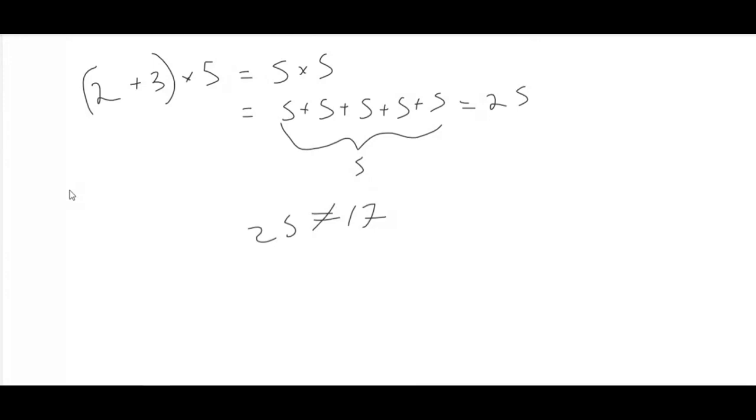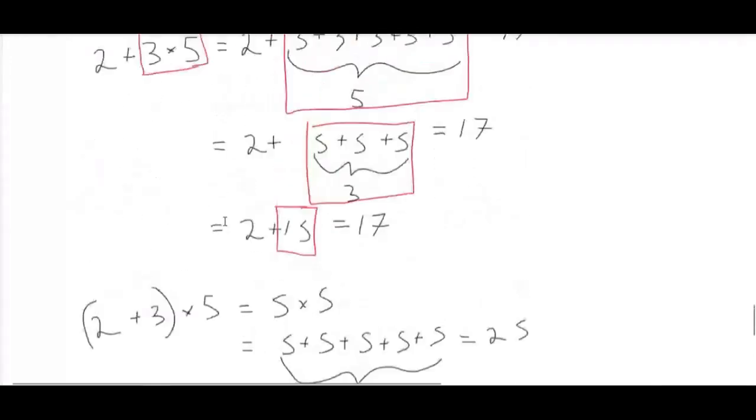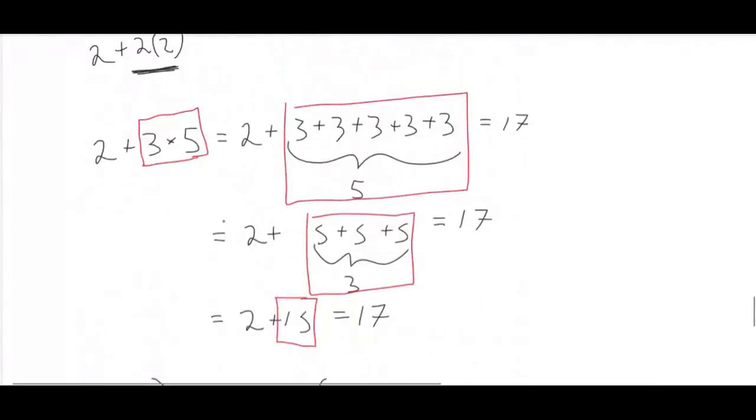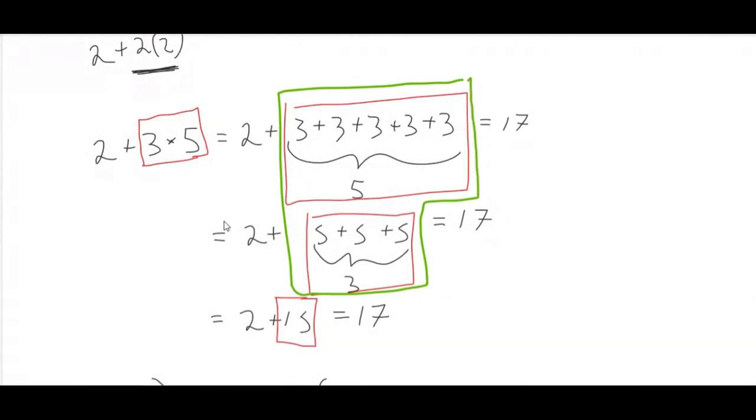Now, there's something that we did here, okay, which I didn't actually explain why we can do that. And maybe some of you caught it. And that's this here. Okay, that 3 times 5 can be written as 5 threes added up or 3 fives added up. And it gets you the same number. Okay, now it's true for this case, right? 5 threes added up is 17. And 3 fives added up is also 17.